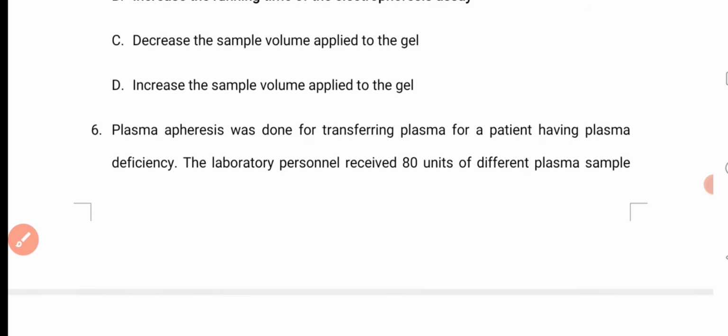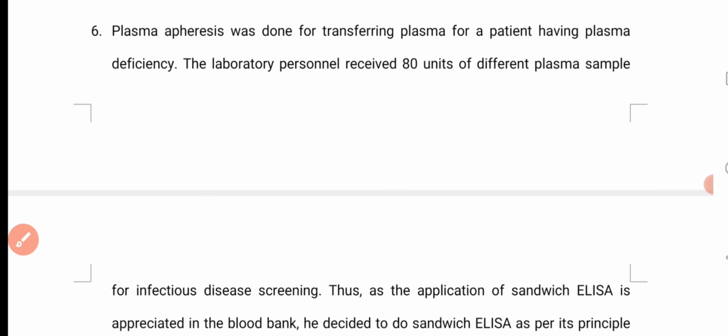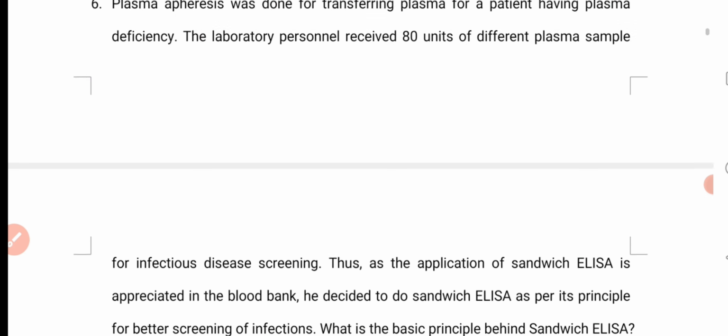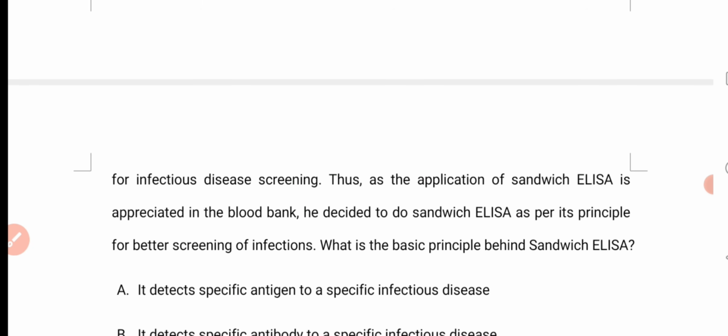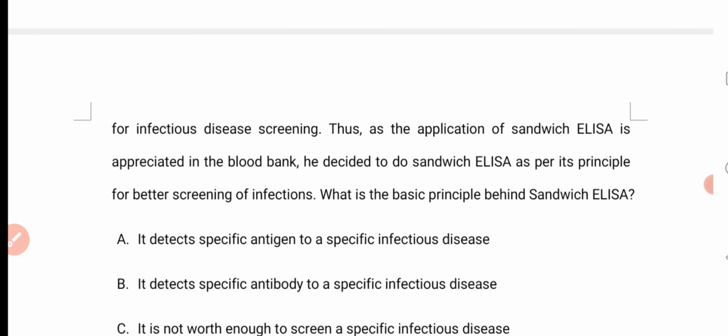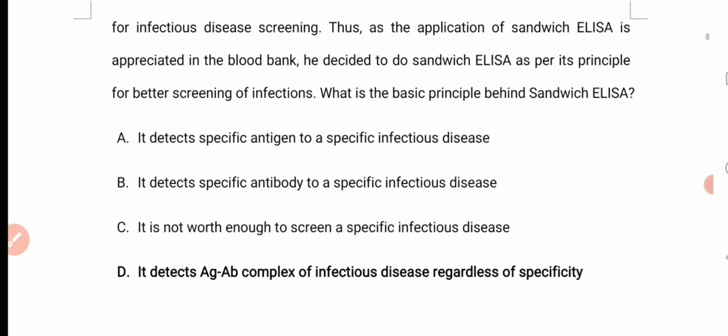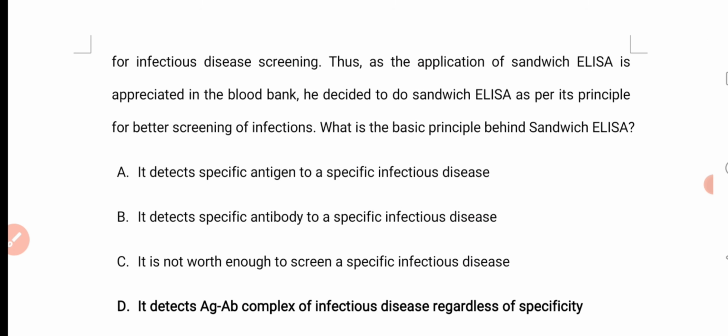The other question: plasmapheresis was done for transferring plasma for patients having what? Plasma deficiency, and the lab personnel received 80 units of different plasma samples. So the application of sandwich ELISA is associated with the blood bank. It is decided to use sandwich ELISA as per its principle for better screening. What is the basic principle behind sandwich ELISA?